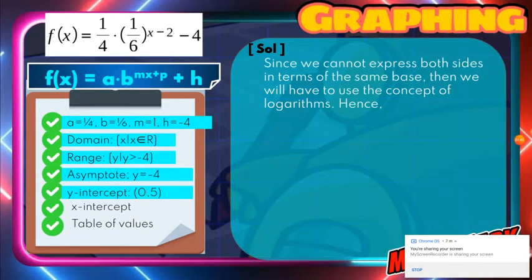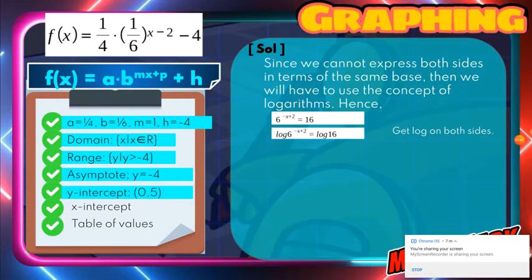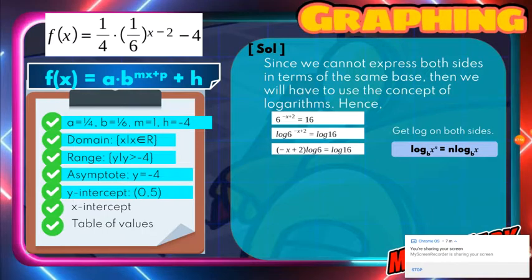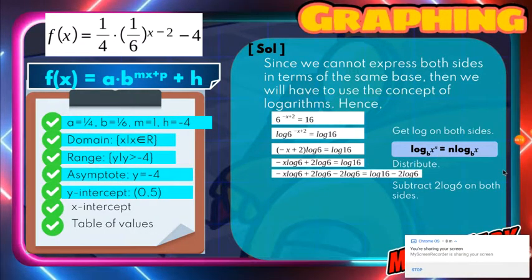Since we cannot express both sides in terms of the same base, we will have to use the concept of logarithms. We will get the log on both sides, log of base 10. And then based from the power law, the index here will become the coefficient, which gives us this one. And then we distribute log 6 to each term here, which is negative x log 6 plus 2 log 6 equals log 16. And then we subtract 2 log 6 on both sides to maintain the balance of the equation.